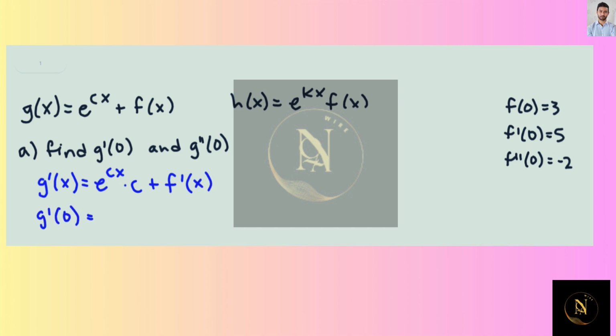So g prime of 0 would be e to the c times 0 times c plus f prime of 0. Now e to the c times 0 is e to the 0, and e to the 0 is 1, so we have 1 times c plus f prime of 0, and f prime of 0 is 5. So we have c plus 5. So g prime of 0 equals c plus 5.